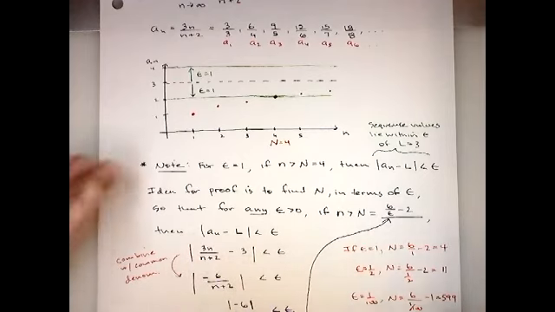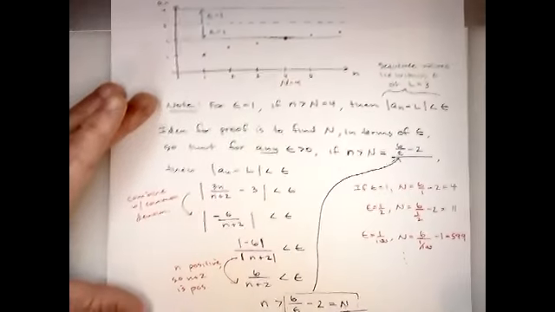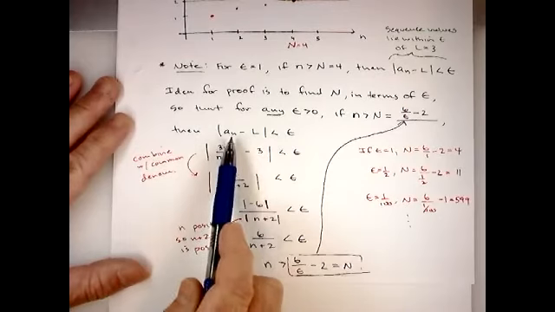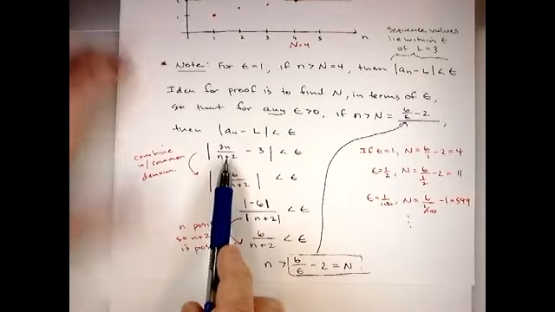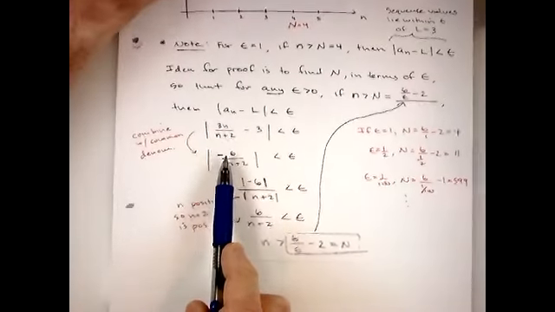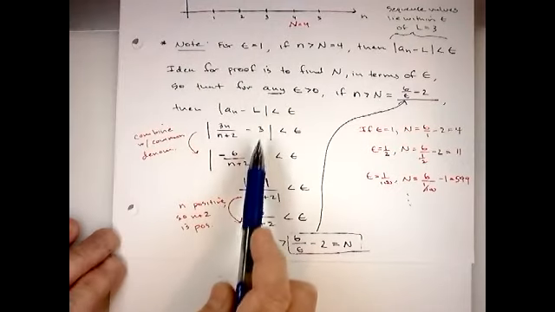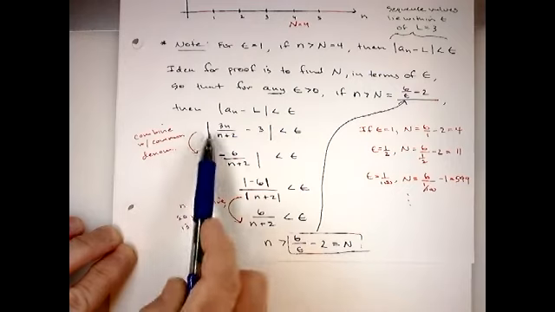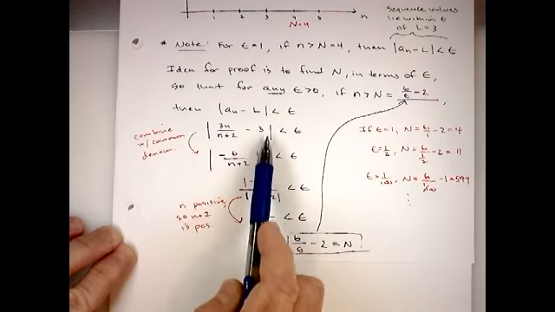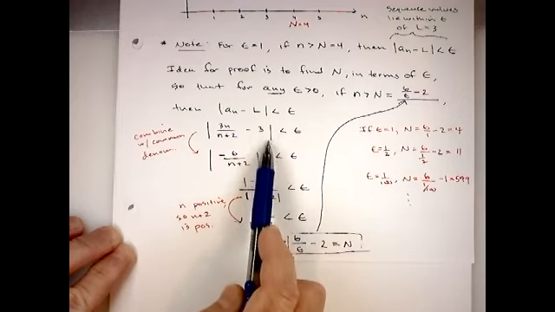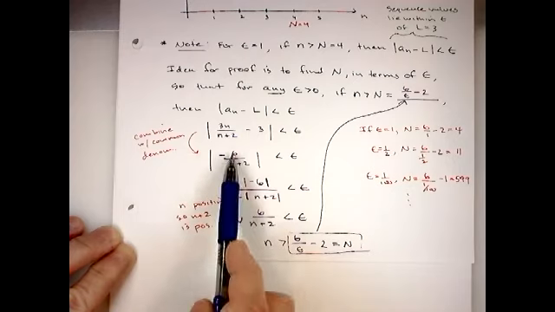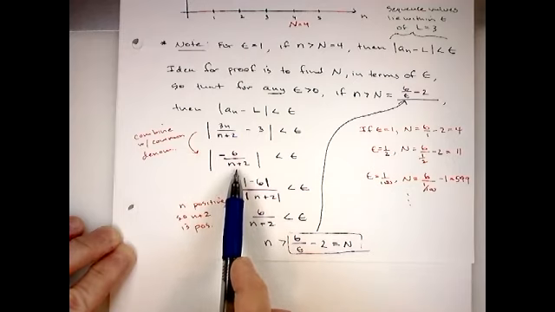To get this value, we're going to just plug in. My value for a sub n is 3n over n plus 2. That's my sequence. Minus my limit, which is 3, less than epsilon. All I did from here to here was do a common denominator. You can multiply top and bottom by n plus 2 and distribute the 3. We'll be left with the absolute value of negative 6 over n plus 2.